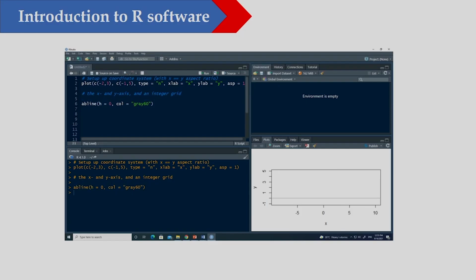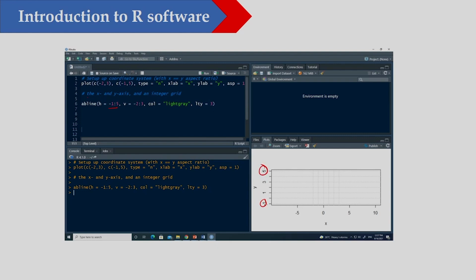Okay. So, this is h equal to 0, that means y equal to 0. Similarly, if I draw a vertical line, then I am writing v equal to 0, and if I draw, suppose, multiple lines, I can also draw multiple lines here. Suppose here I am writing abline, h equal to minus 1 to 5.